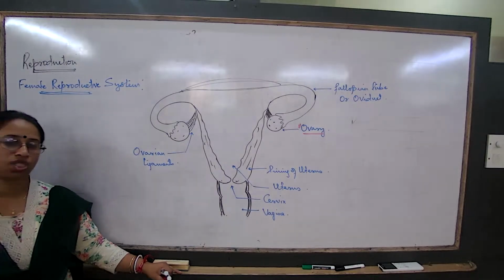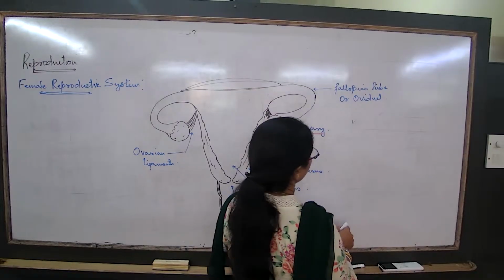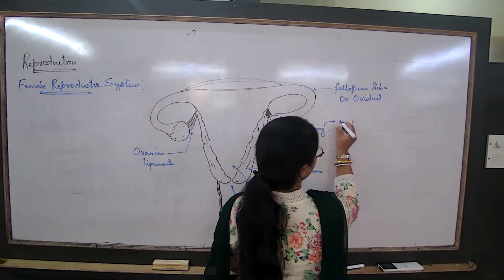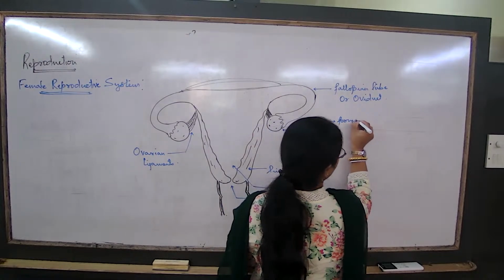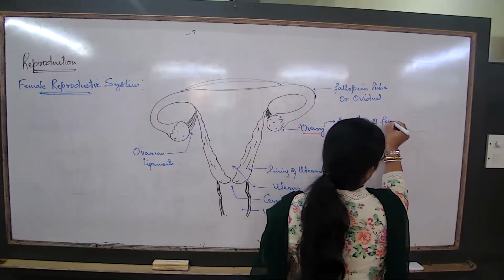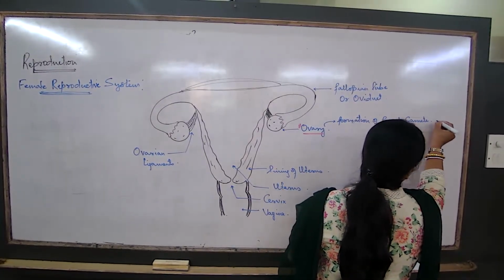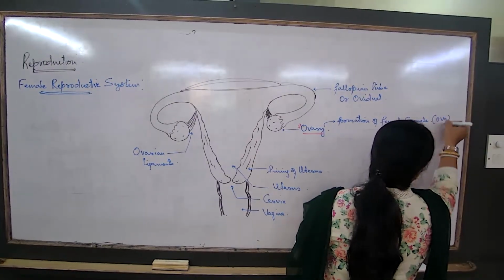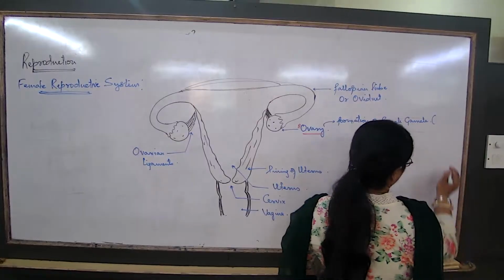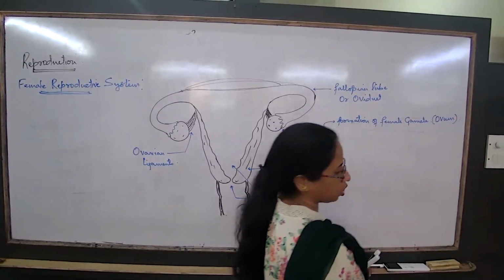What are the major functions of the ovary? Number one, it helps in the formation of the female gametes. And what is the female gamete? The female gamete is known as ova or the ovum.